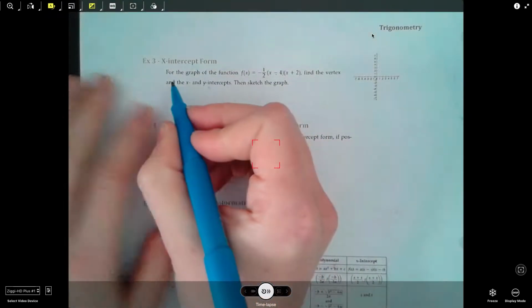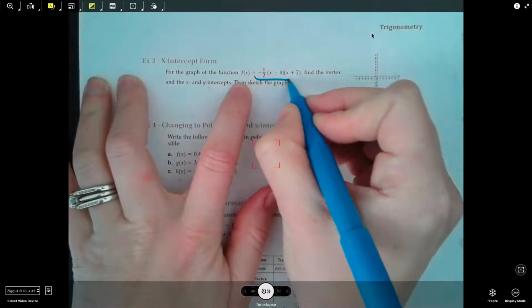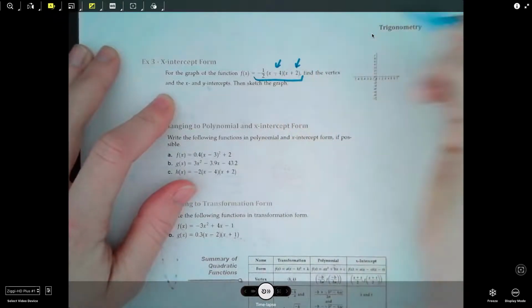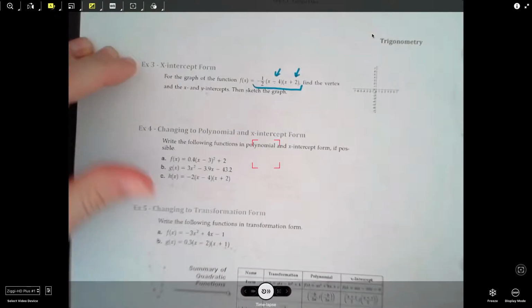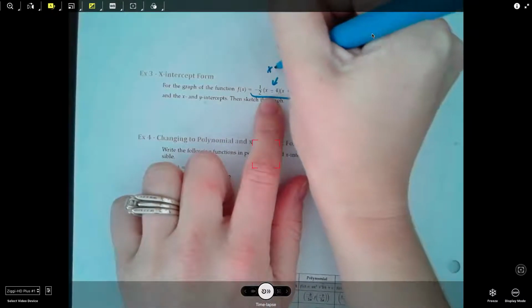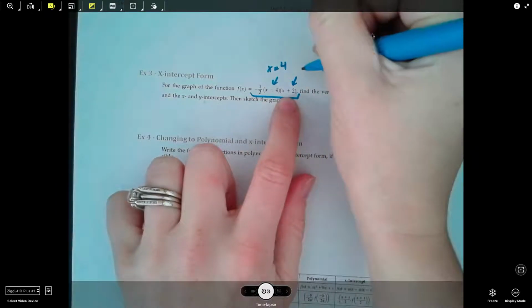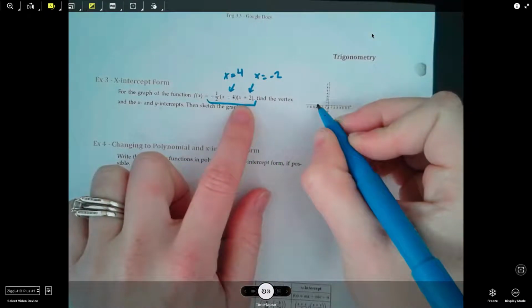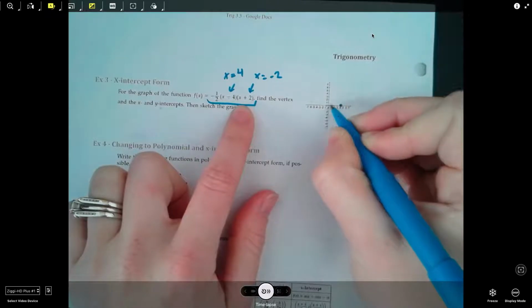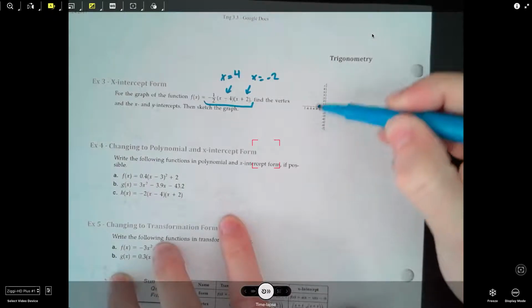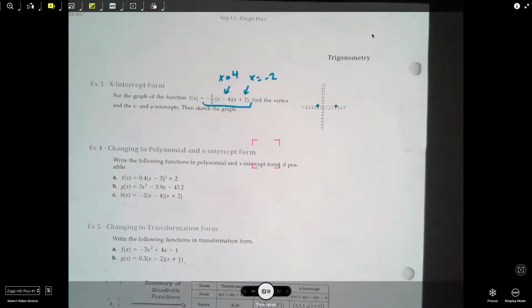X-intercept form. For the graph of the function, so we've got this thing going on right here. Find the vertex. Okay? My zeros are those two numbers. If I set x minus 4 equal to 0, what's x equal to? 4. And if I set x plus 2 equal to 0, x is equal to? -2. Now, that is helping me find my x-intercepts, right? So 4 and -2, okay? So basically, I'm going to have a parabola that's either a U-shape, a frowny face, or a smiley face, okay?